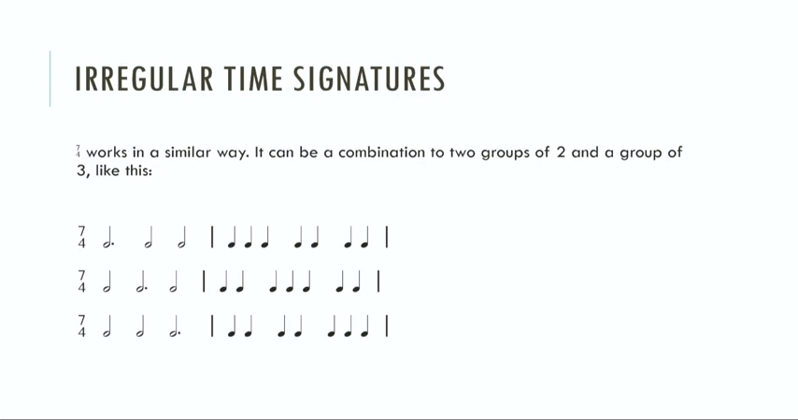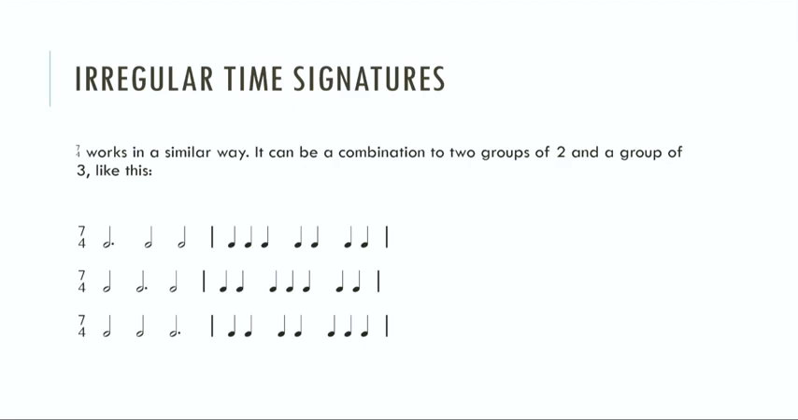The same is true of 7/4. This time you can have combinations of 2 plus 2 plus 3. Let's have a look at the combinations. The first one is 3 plus 2 plus 2. So it would count like this: 1, 2, 3, 4, 5, 6, 7.